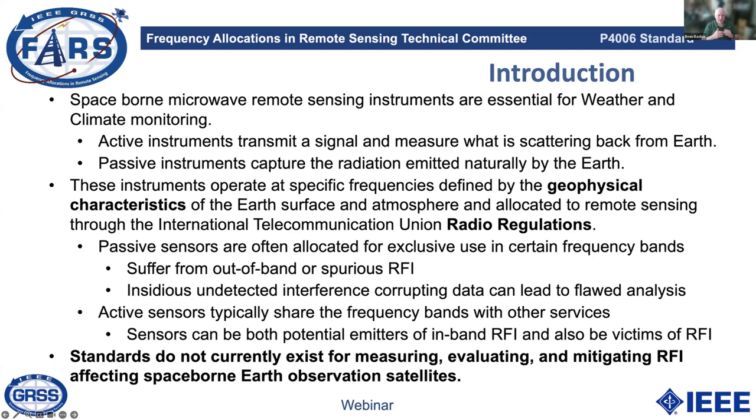Passive sensors are typically the exclusive users of these bands, but one of the natures of interference is that it can come in from the adjacent bands and cause interference to the passive bands. I'll get into a little more about how that works. Active sensors typically share frequency bands with other services, such as the Earth Exploration-Satellite Service, EESS, and so on. So with this possibility, one of the important things we started looking at is how do we start designing sensors in an increasingly congested radio frequency environment? How do we get these sensors to be a little bit more robust? And we'll go into that.